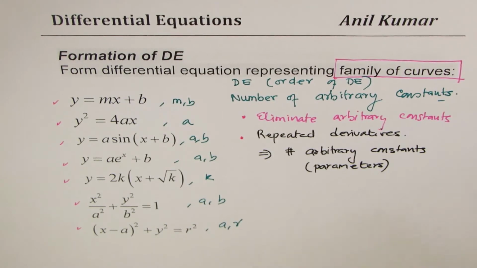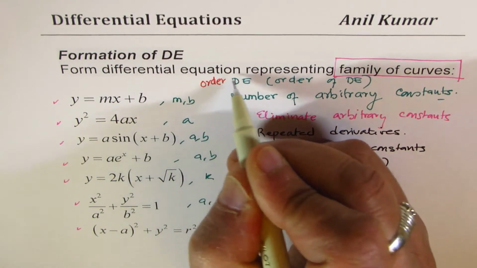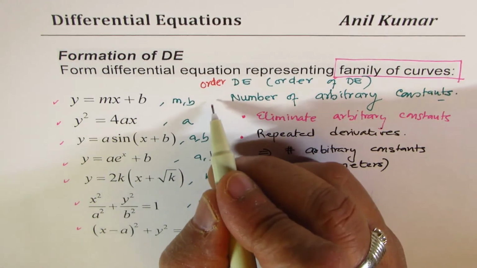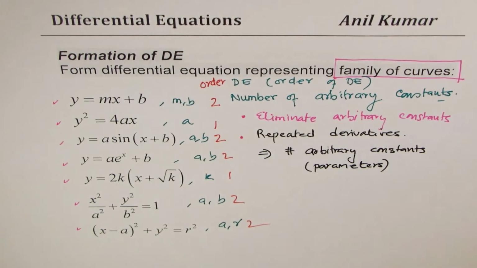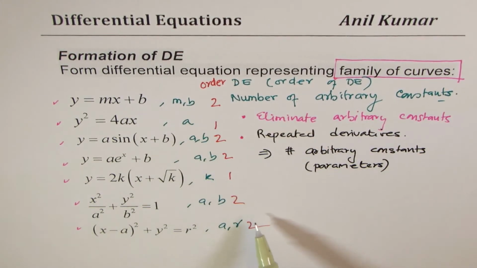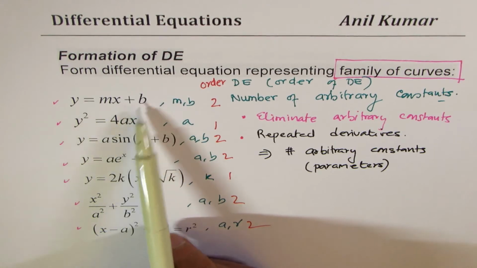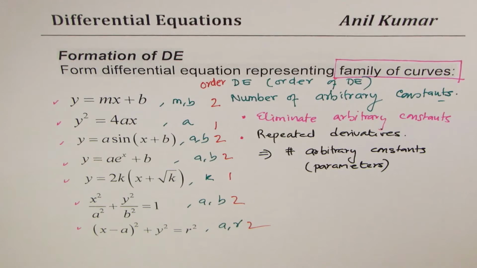So what you notice here is the order of the differential equation. We expect order 2 here, order 1 here, 2 here, 2 here, 1 here, 2 here, and 2 here. That is to say that in two derivatives, we should be eliminating the arbitrary constants and getting the differential equation. So that is a must. You cannot differentiate it 3 times if there are 2 arbitrary constants.